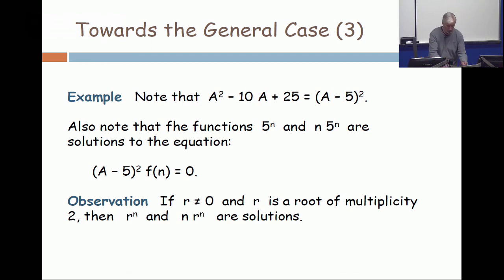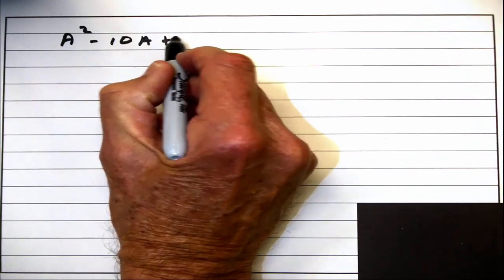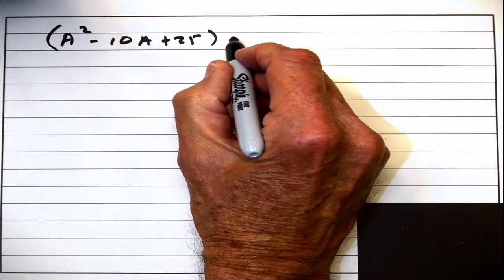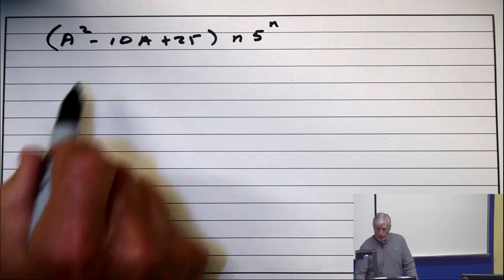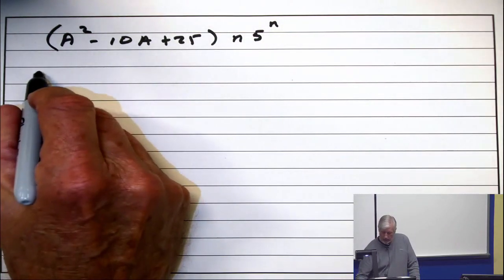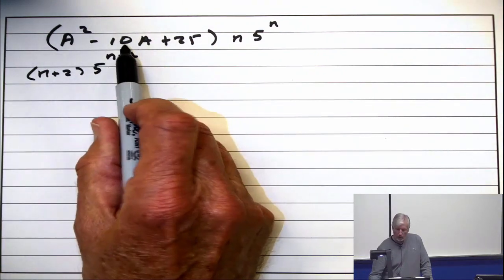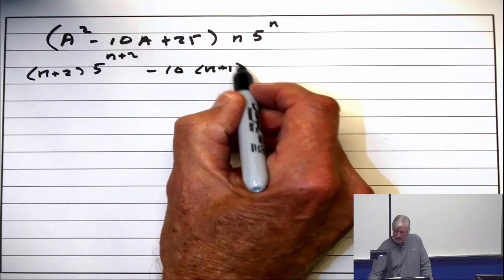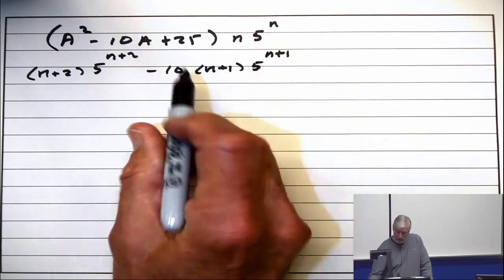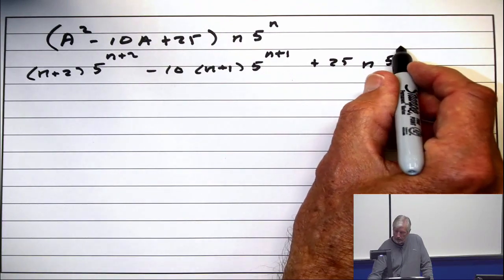Maybe it's worth doing. So let's take a squared minus 10a plus 25 and apply it to the function n times 5 to the n. So when you apply a squared to that, what do you get? (n plus 2) times 5 to the n plus 2. Now, apply minus 10a, so you get minus 10 times (n plus 1) times 5 to the n plus 1. And apply 25, you get plus 25 times n 5 to the n.